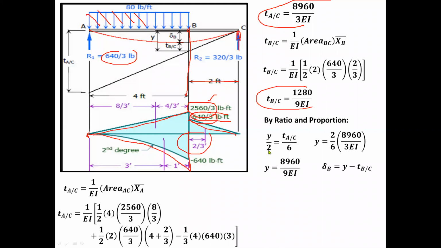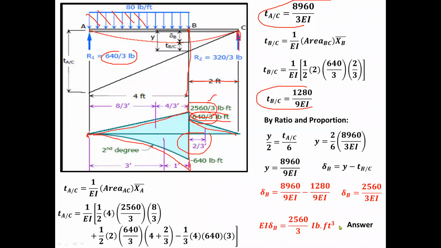Sabi kanina sa step 1, hanapin muna natin ito. Step 2, you compute for this. Then step 3, by ratio proportion. And this is it. So finally, yan ang ating maximum deflection at point B. Okay? So let's proceed. So ito yung pinapahanap nating EI deflection at B.